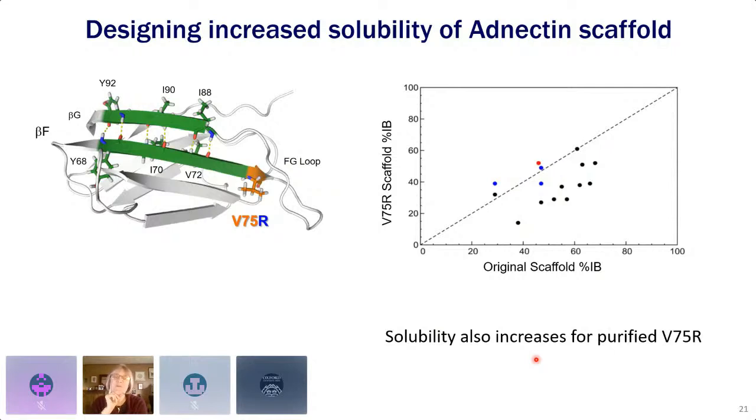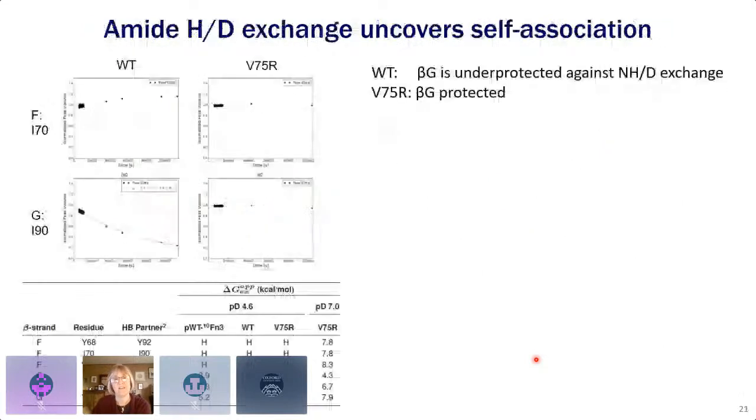Okay, so now, why are things more soluble? Can we understand the nature of aggregation? For this, we turn to amide exchange. In amide exchange, when you dissolve a protein in D2O, you measure how the backbone amides exchange with solvent, with the deuterium. The signals for the peaks disappear with time when you dissolve the protein in D2O.